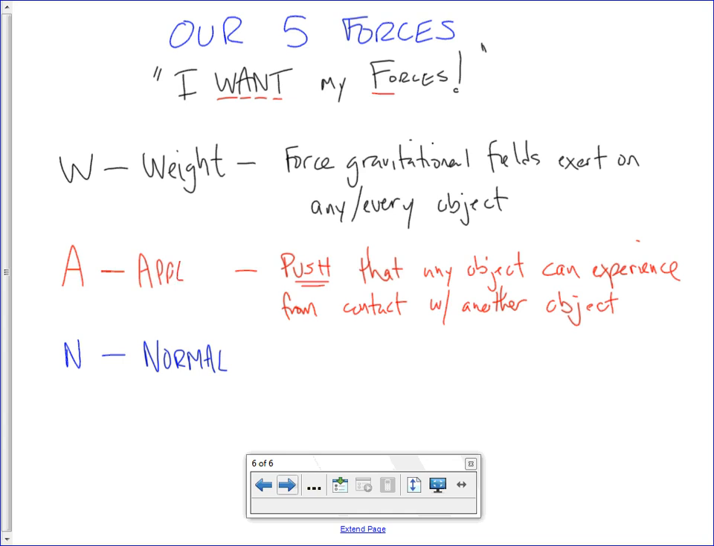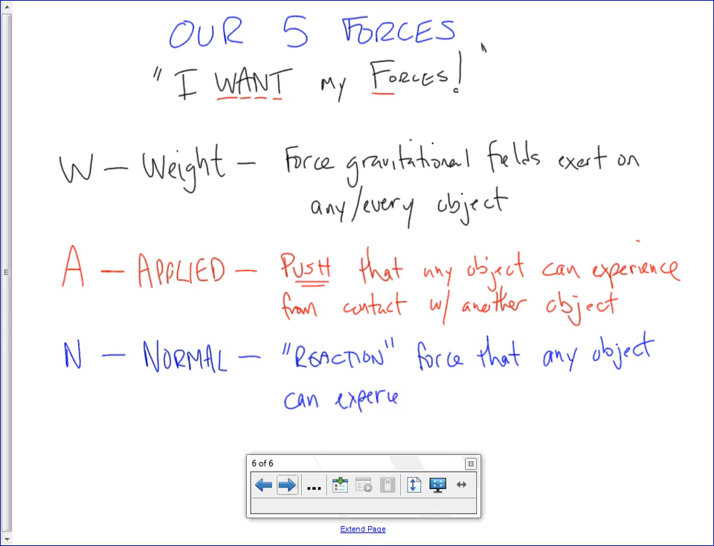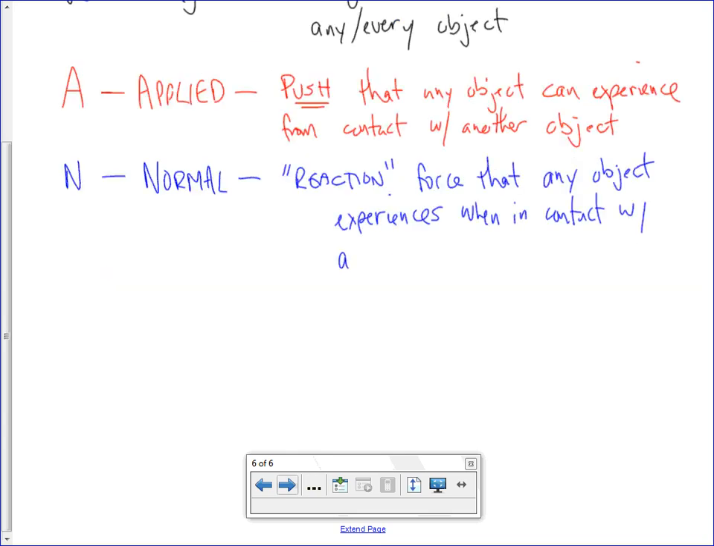So a normal force is what we call a reaction force that any object experiences when in contact with a surface.